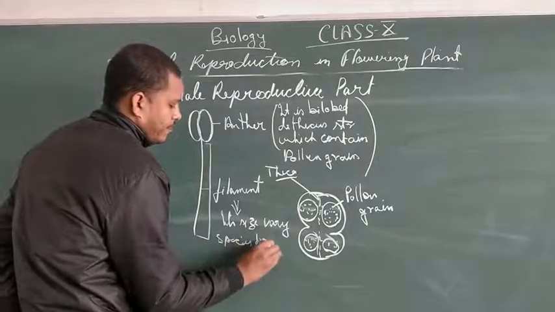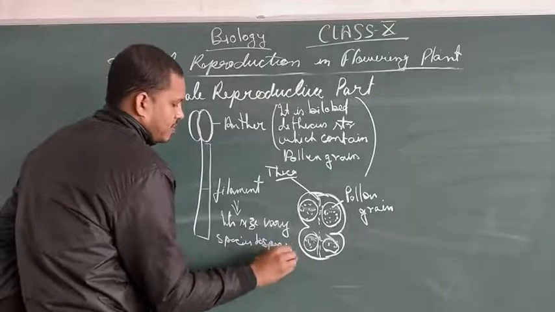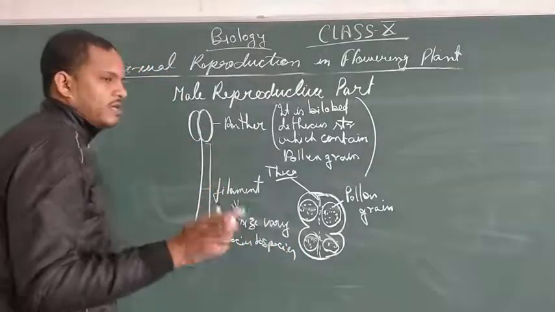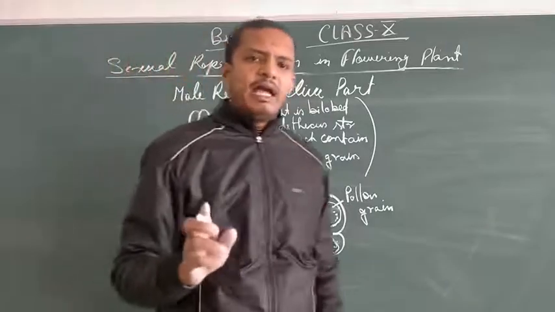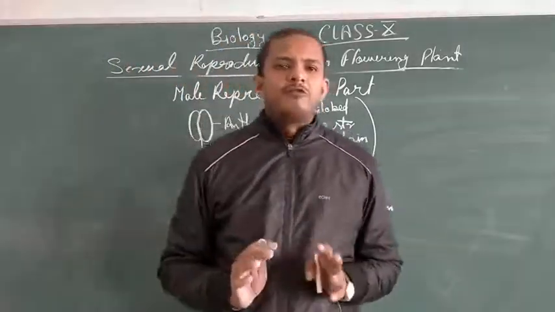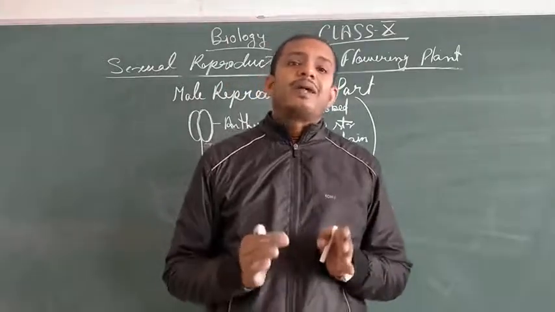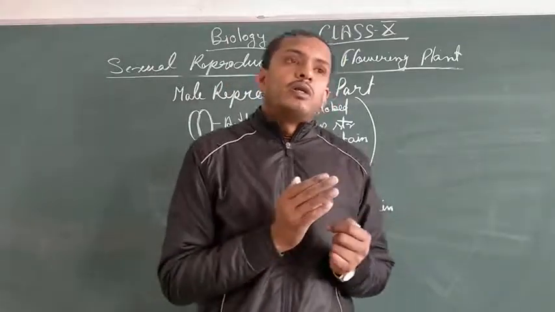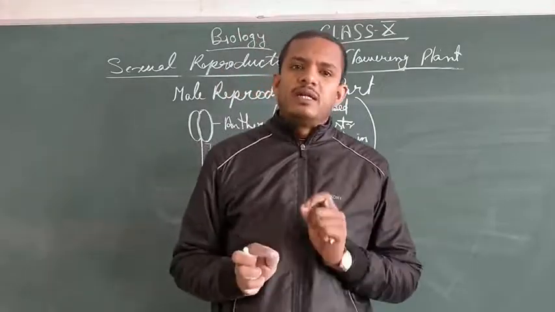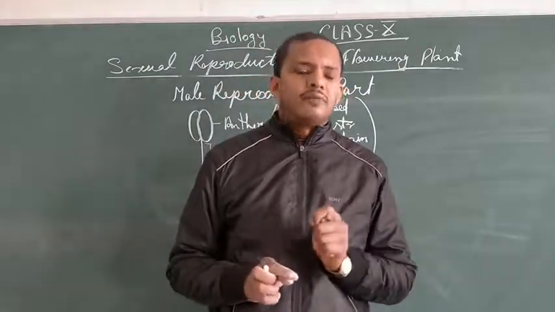Species to species, the size can be small or large. What is the reason behind that? Actually, plants, like human beings and other animals, also try to avoid inbreeding depression. What is inbreeding depression?